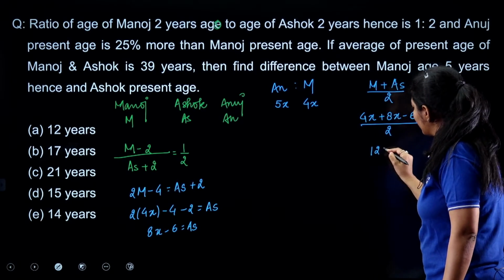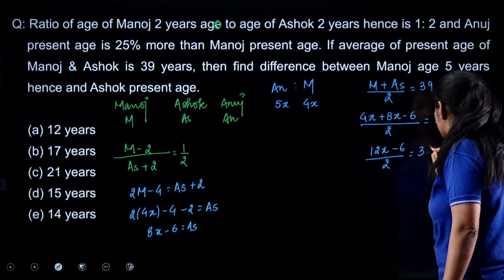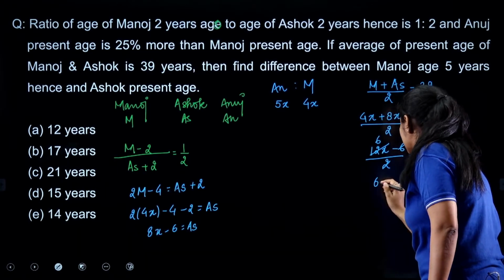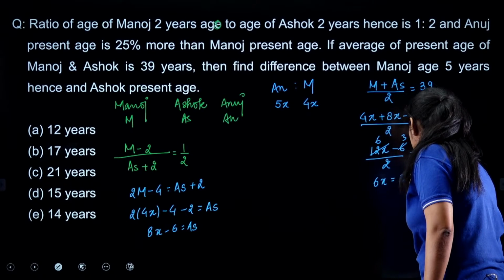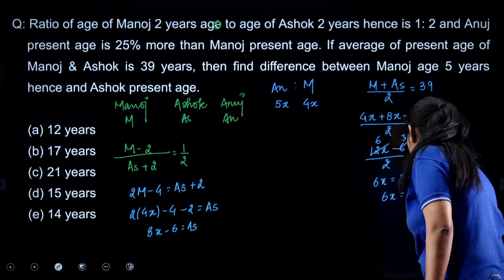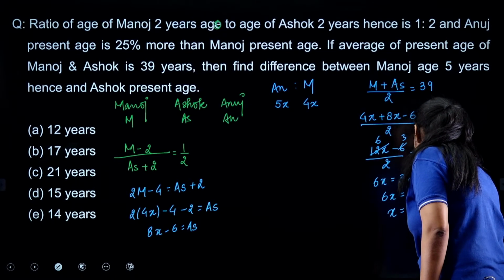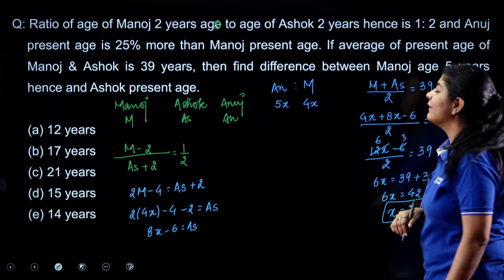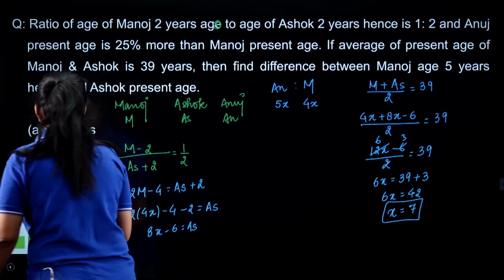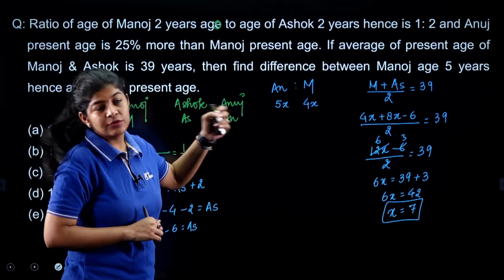Here we are getting 12x minus 6 divided by 2, which is equal to 39. Here we are getting 6 and 3. So 6x is 39 plus 3. So 6x is 42, and the value of x that we are getting over here is 7. Once we get the value of x, the variable, we can easily get the values of individuals, that means Manoj, Anuj and Ashok.